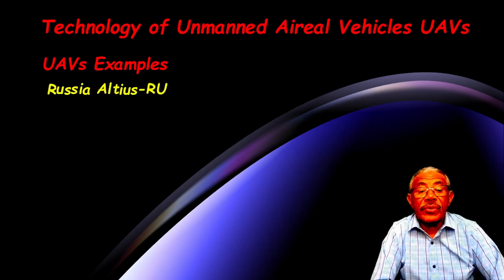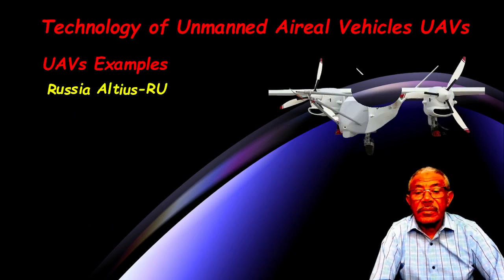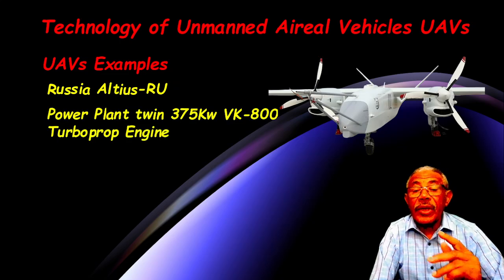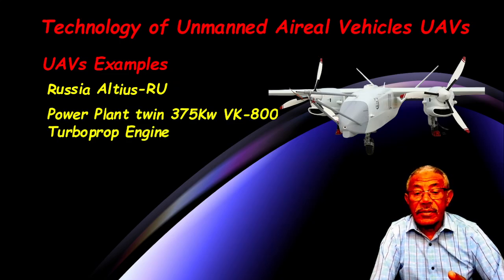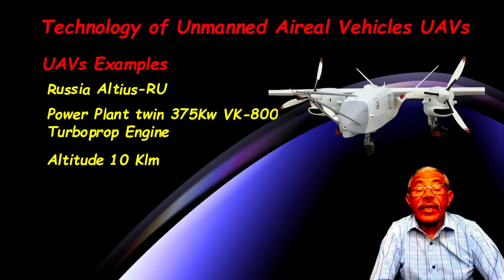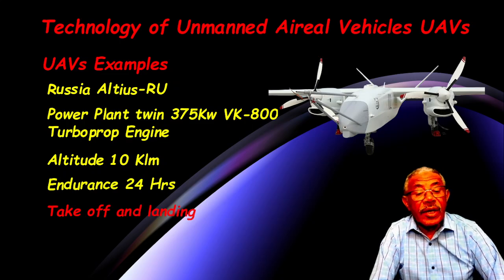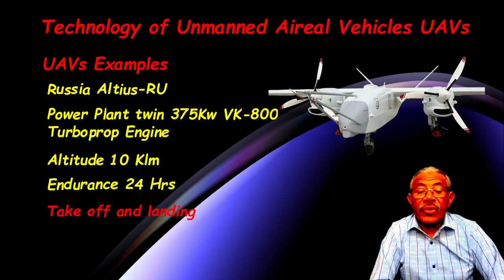Russian Altius-U. Power plant twin 375 kilowatts VK-800 turboprop engine. Altitude 10 kilometers. Endurance 24 hours. Also it is a takeoff and landing UAV.